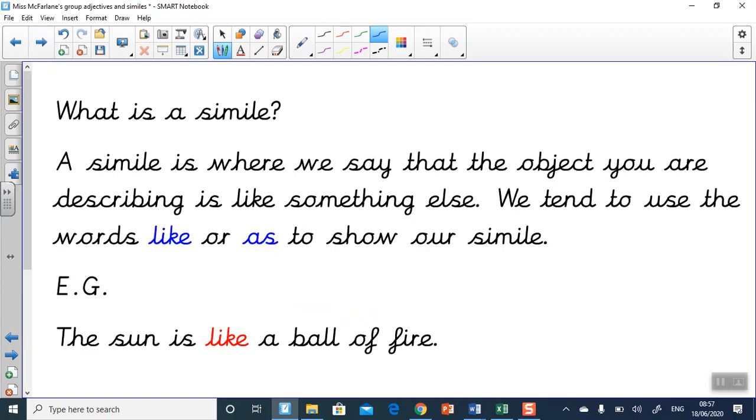So, what is a simile then? A simile is where we say that the object you are describing is like something else. We tend to use the words like or as to show our simile. So, for example, the sun is like a ball of fire. Because the sun is orange and glowing, and a ball of fire is also orange and glowing, we've used this to show what the sun is like, okay? So, this gives us a better picture in our head of what the sun looks like.